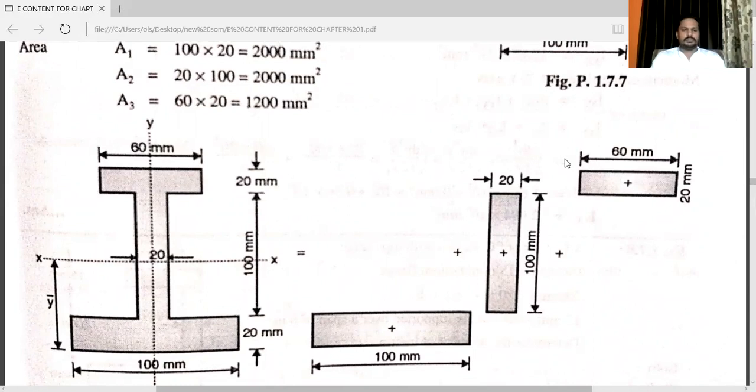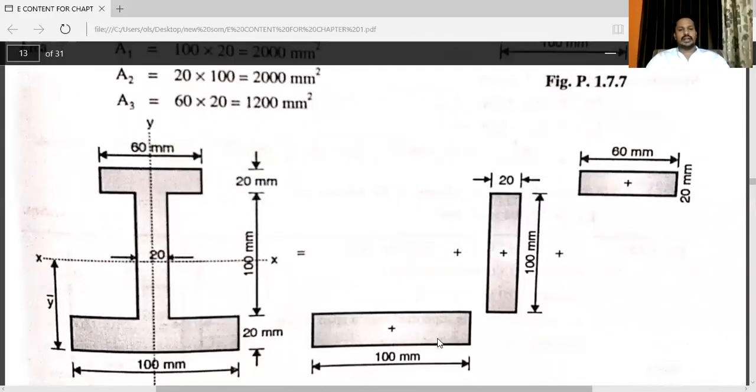Given diagram. Then here you can see the given diagram. Top flange, bottom flange, that is web. Distances are given, 100 into 20. The web, that is also 100 into 20. The top flange 60 into 20. See, this I section is divided into three rectangles.